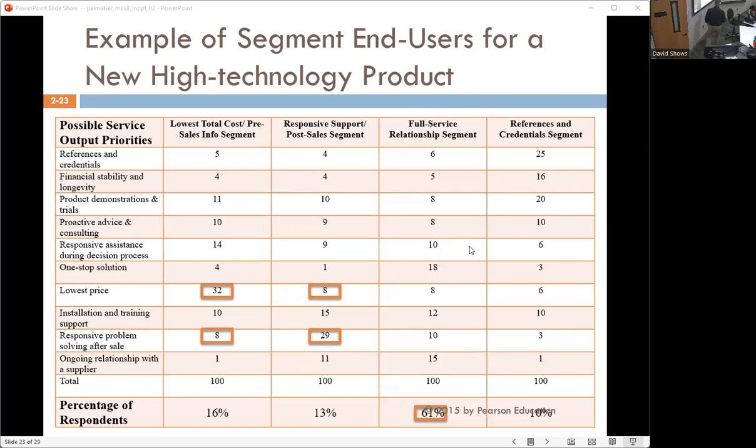So we're going to be good marketing scientists, and we're going to think this stuff through. We're not just going to stare at the numbers and read the pages. We're actually going to think about what the numbers mean. So I'm looking at this number and I see lowest price. Lowest price takes up almost a third of the total 100%. So obviously that's big. So what's second and third? Responsive assistance during the decision process, proactive advice and consulting, product demonstrations and trials.